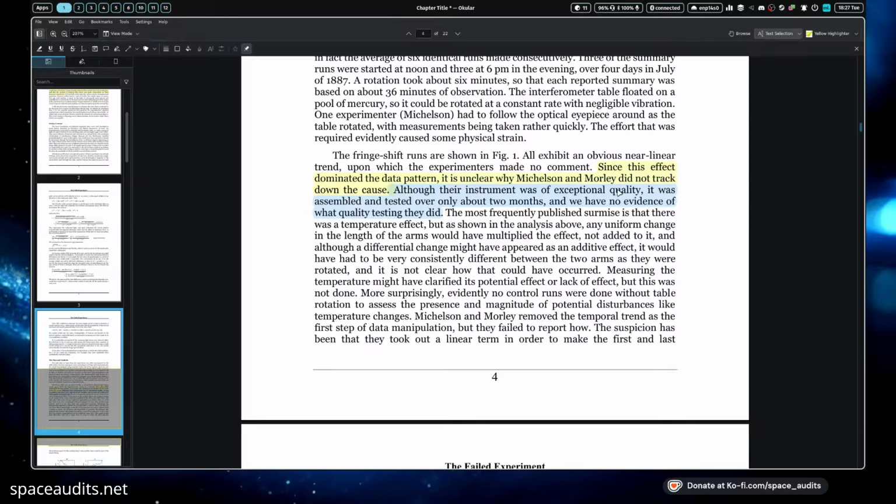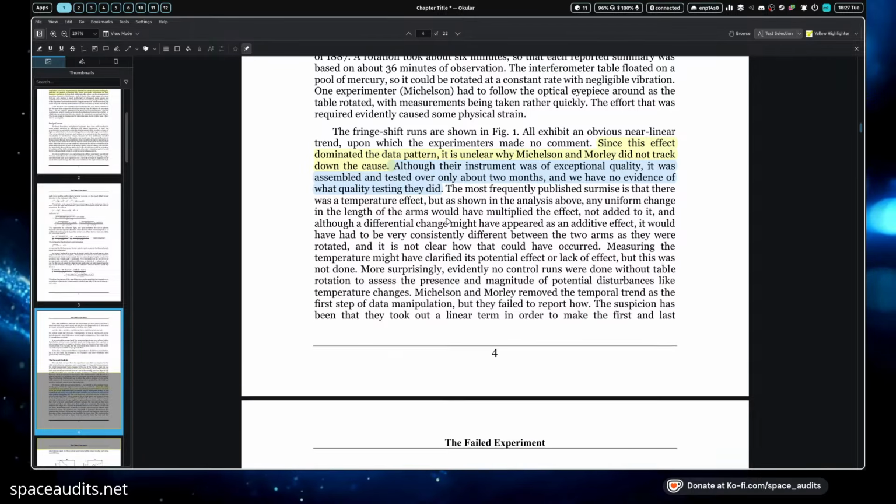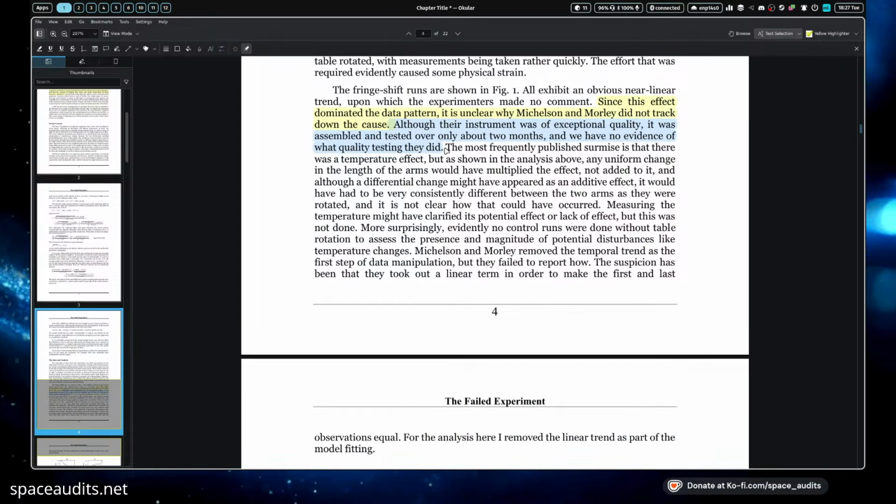Although their instrument was one of exceptional quality, it was assembled and tested only over the course of about 2 months, and we have no evidence on what quality testing they did. Now, Miller went into more extensive testing for these and their calibrations, and to measure down to 1/100th of a wavelength, it certainly had the capability to do that with an accuracy of about plus or minus 0.02 of a fringe. And under certain conditions, Miller was able to get his to go to 1,000th of a wavelength. But he didn't use those for his actual interpretations, but he was making just as accurate readings when he fully calibrated it. So definitely accurate enough to make the measurements that they were trying to get here.